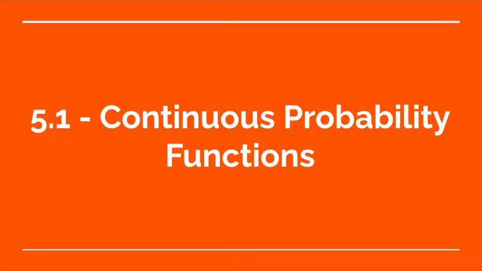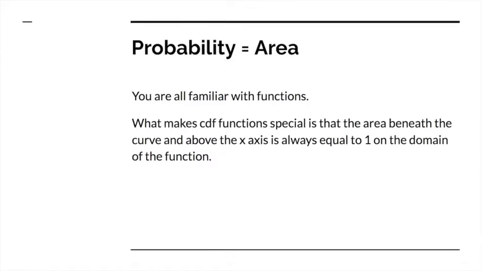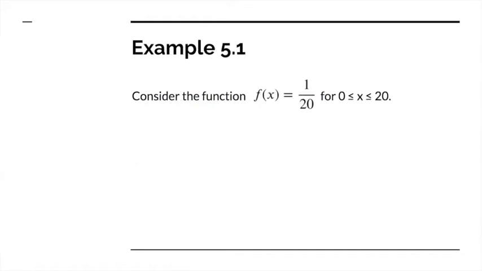Section 1, now actually jumping into the meat of the chapter itself, is just talking about continuous probability functions in general. It just allows us to kind of get our feet wet. And again, here I am repeating myself: probability is area. We know a lot about functions from our work with algebra. CDF functions are special in that we plug a couple of x values into them and we can find an area underneath our PDF curve. Keep in mind that the total area underneath that curve is always going to be 1.